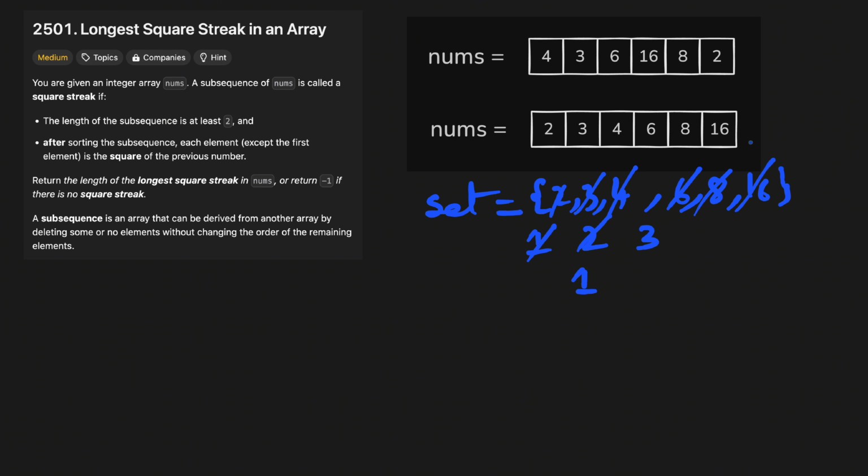We come to 16 and we can see that 16 does not exist in the set. And now we are done with the nums array. And for us the longest streak length was 3 and that was our answer. And now let's jump into the code part.